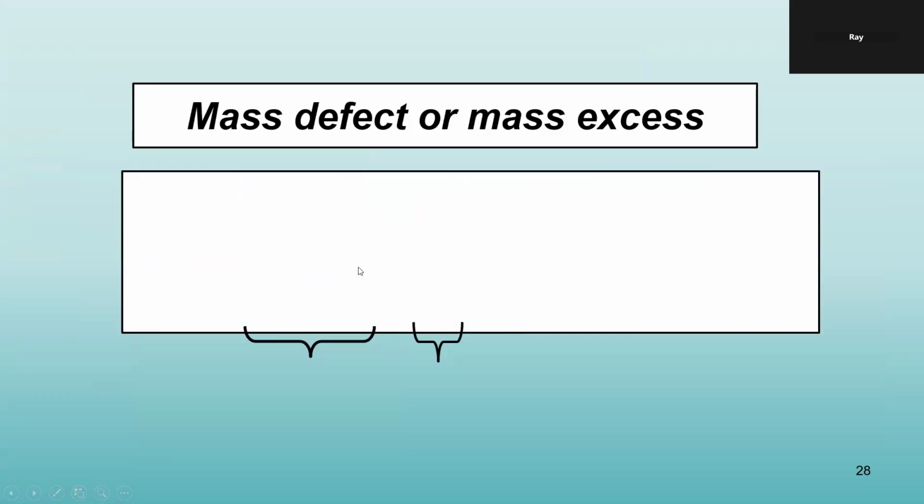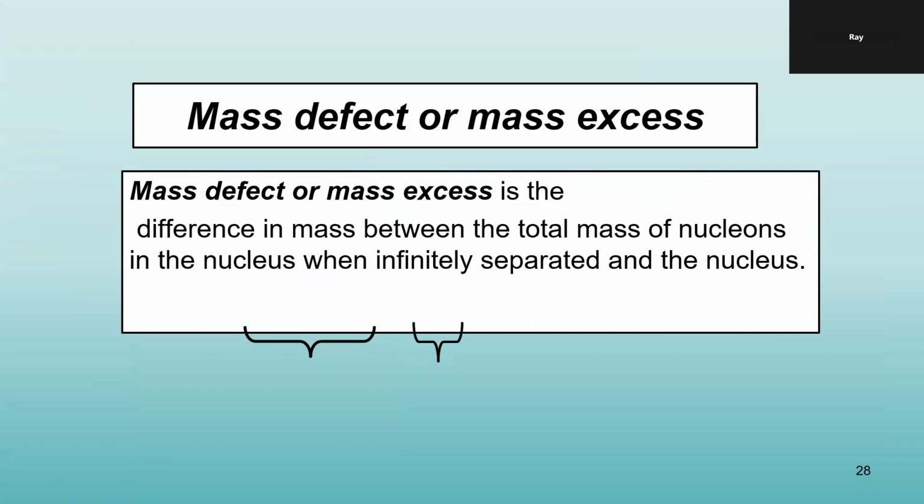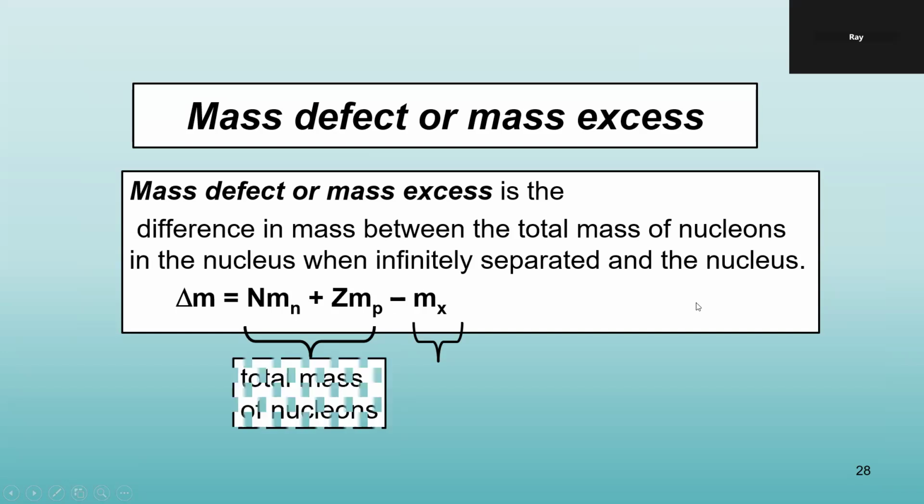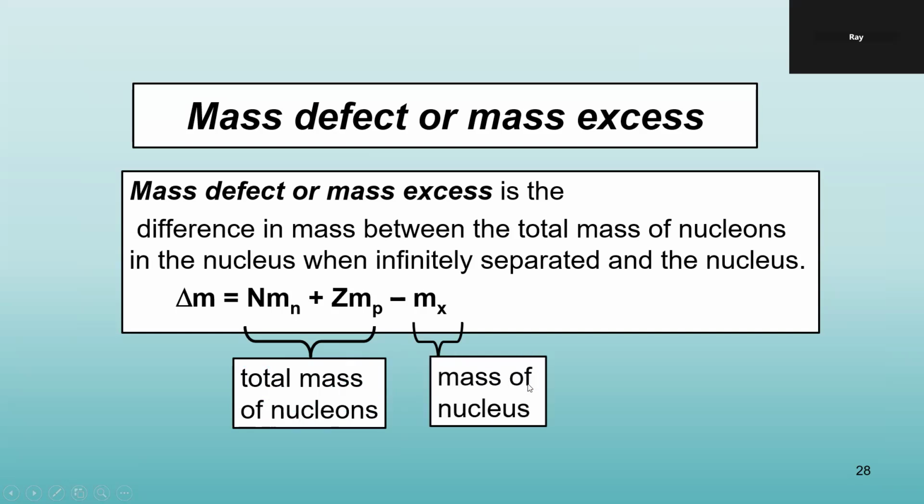The mass defect or mass excess is the difference in mass between the total mass of nucleons in the nucleus when infinitely separated, or completely separated, and the nucleus. That's our mathematical representation. That's the change in mass, or the mass that's converted to energy when the nucleus is formed from the nucleons. So that's the total mass of nucleons, and this is the mass of the nucleus.